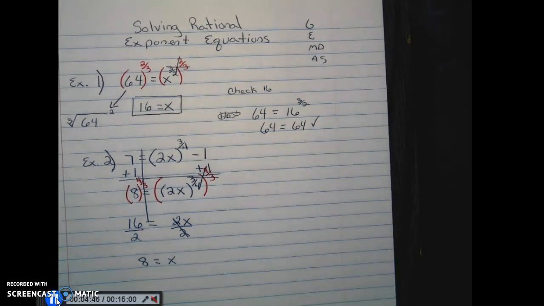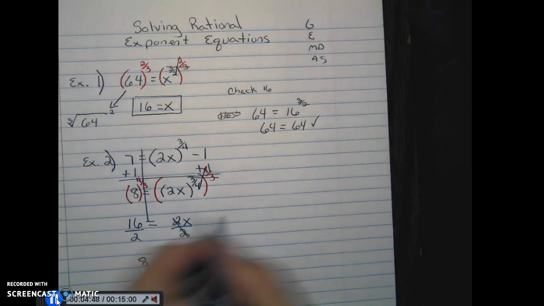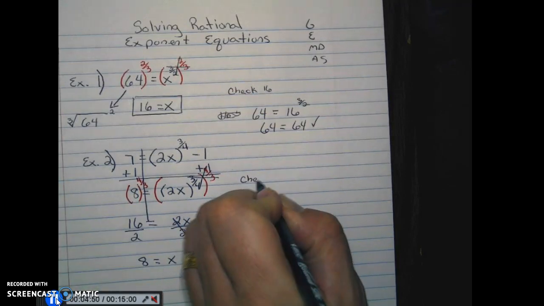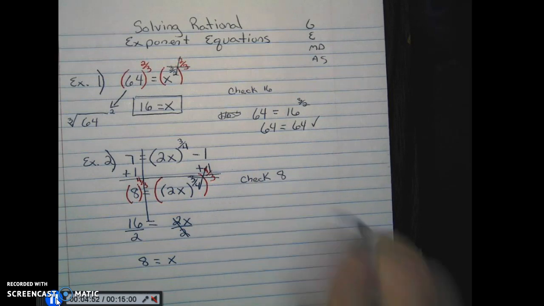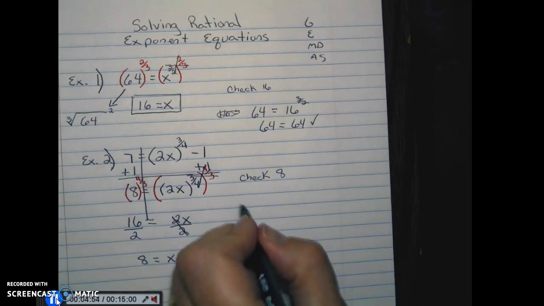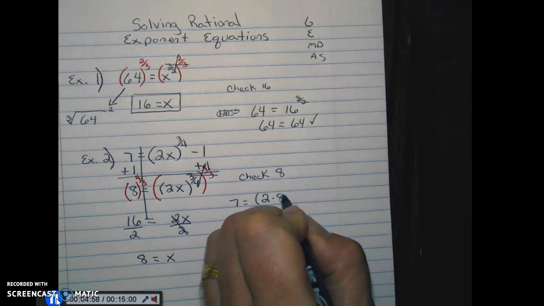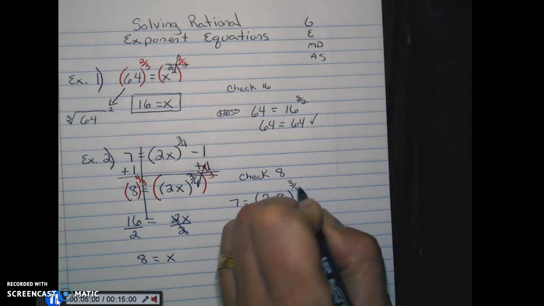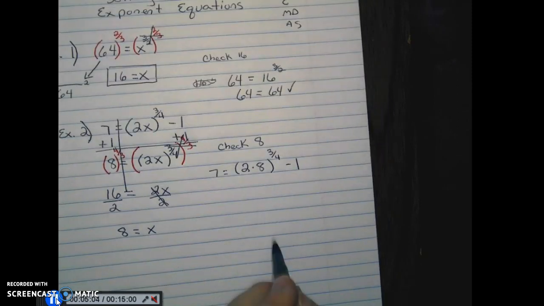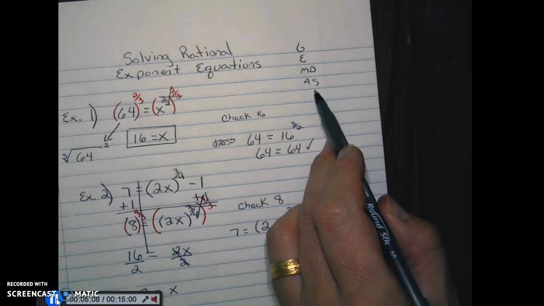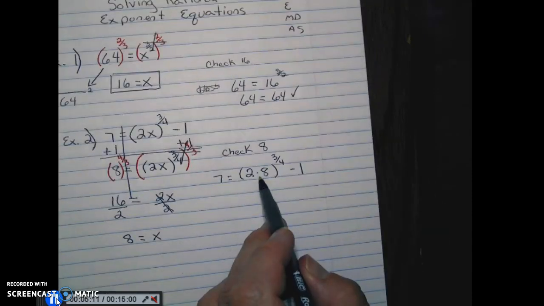And now we're going to check our answer. So we're going to rewrite the problem. Check 8. So we have 7 equals... Okay? So we want to simplify this. So remember, when simplifying, we do PEMDAS or GEMDAS forwards. So we start inside the grouping symbol first.